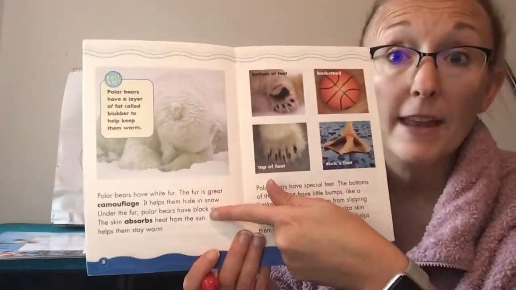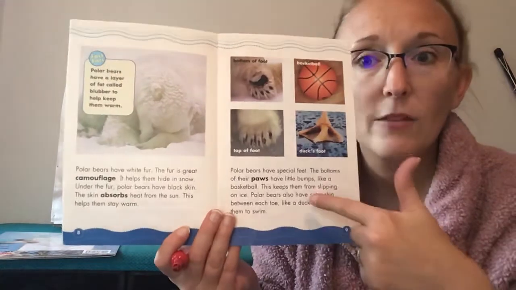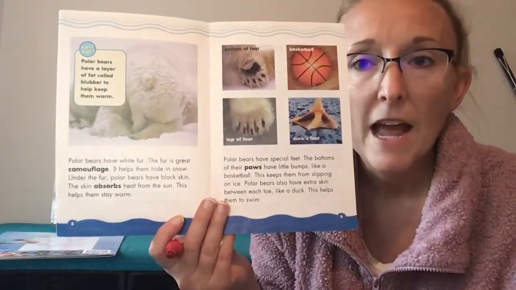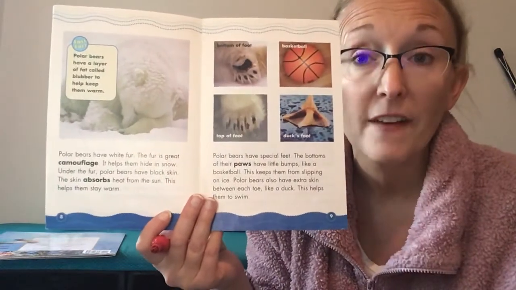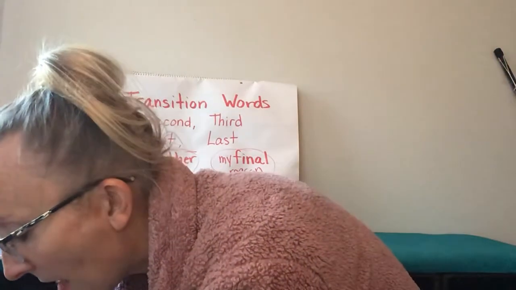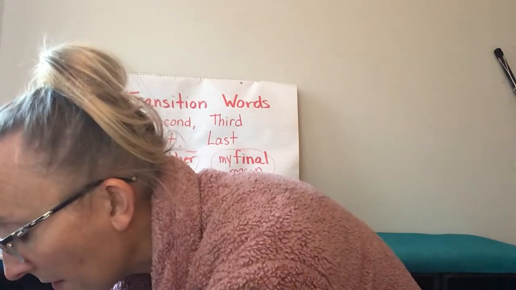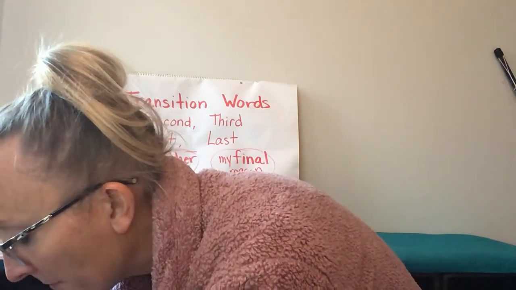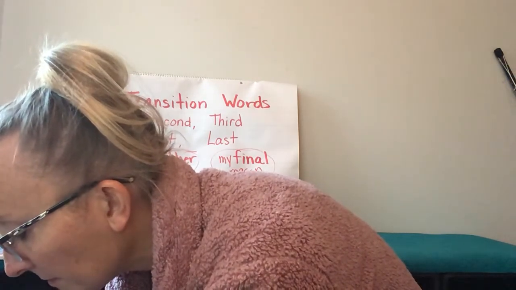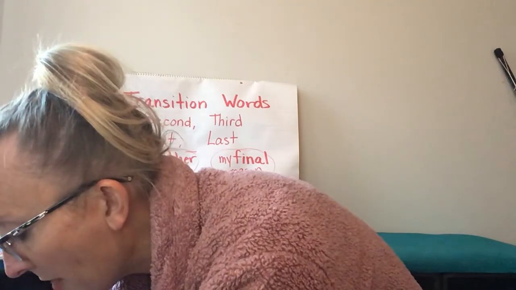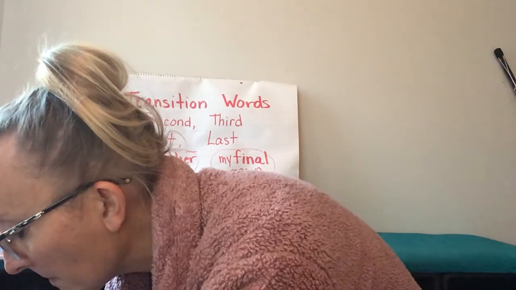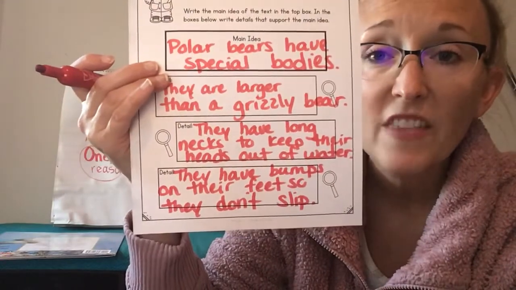Let's see. What did I learn? Oh man, I've got 2 things I could have written down. That's okay. I could have written down how they have white fur to camouflage, or I could write down about their special feet, right? I really like this fact about that they have little bumps on their feet so they don't slip. So that's what I'm going to write down. I could have written lots of things. So I'm going to say, they have bumps on their feet so they don't slip. Look at all this. They have bumps on their feet so they don't slip.